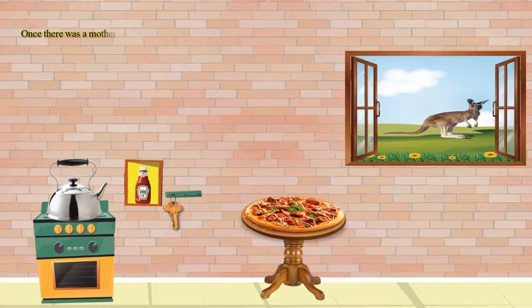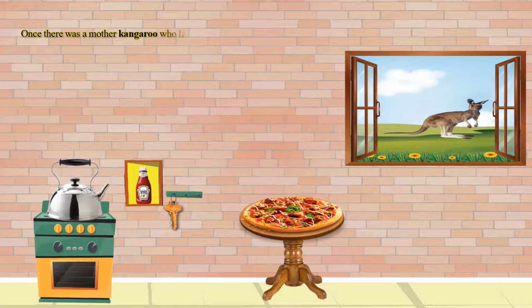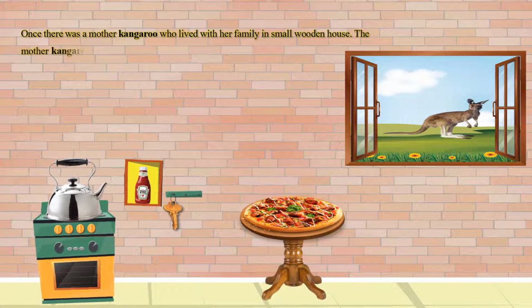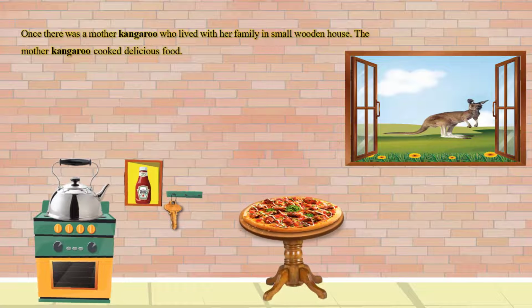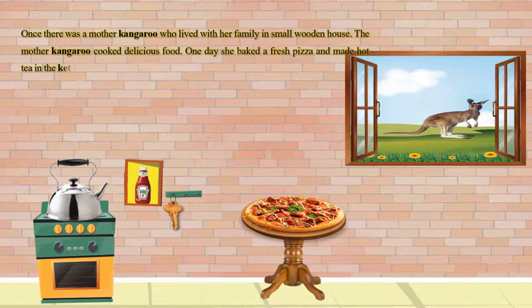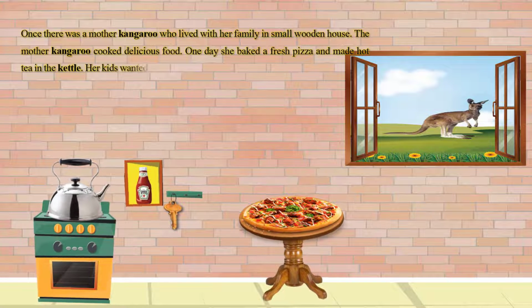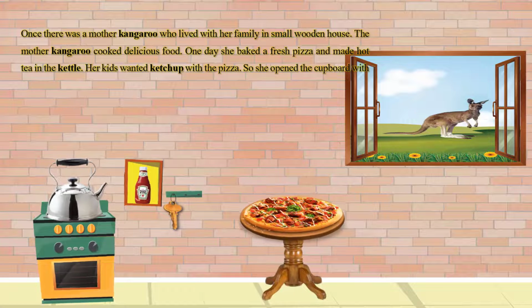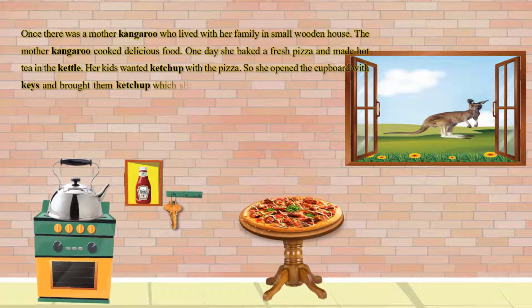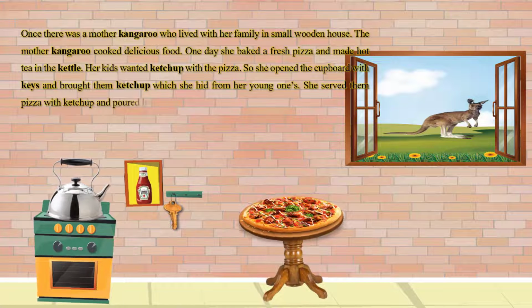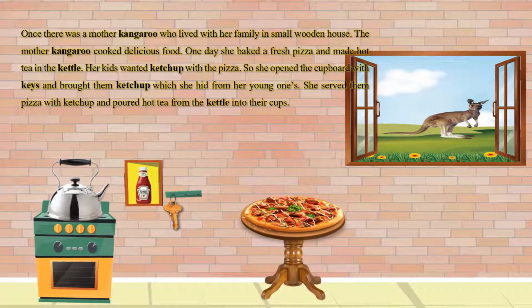Once there was a mother kangaroo who lived with her family in a small wooden house. The mother kangaroo cooked delicious food. One day she baked a fresh pizza and made hot tea in the kettle. Her kids wanted ketchup with the pizza. So she opened the cupboard with keys and brought them ketchup, which she had hidden from her young ones. She served them pizza with ketchup and poured hot tea from the kettle into their cups.